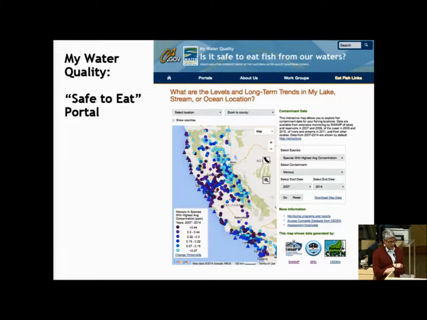So we've put a lot of effort into the Safe to Eat portal component of the My Water Quality website, and I'm showing a screenshot of it here, where all of the data that I'm showing are accessible. Users can generate the same kinds of maps I've been showing, and we're about to produce a revised, updated version of this, but we put a lot of effort into making these data available to the public.